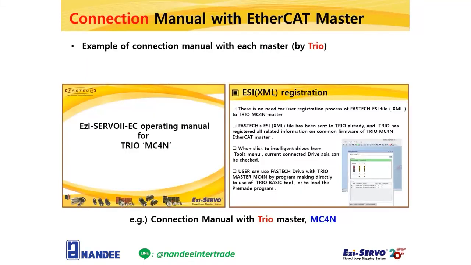Next, let's look at the connection manual example. This is the connection manual for MC4N, the EtherCAT master of Trio and FASTECH EtherCAT slave. The connection manual contains the ESI file registration method, and master and slave connection method. If you set the connection according to this manual, you can connect the master and slave easily and without problems, and without reading the connection manual of the master.